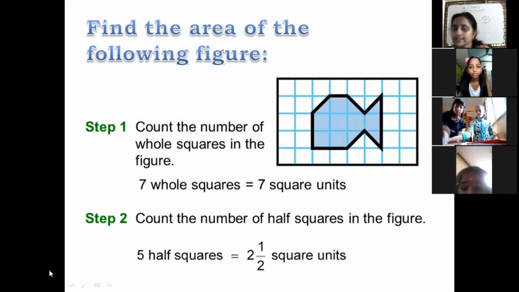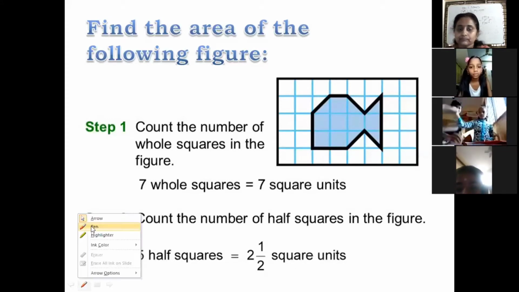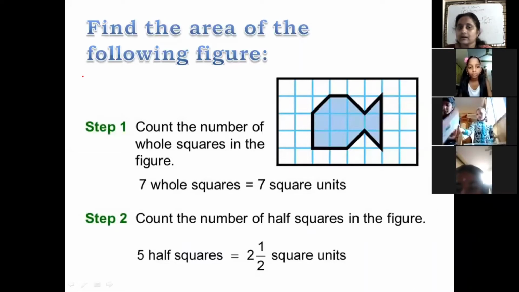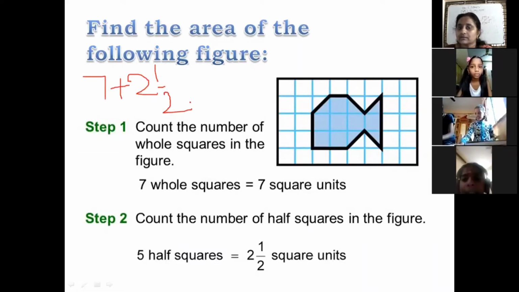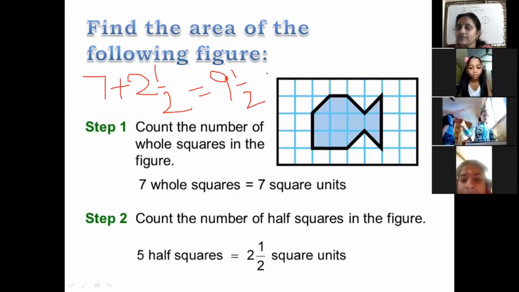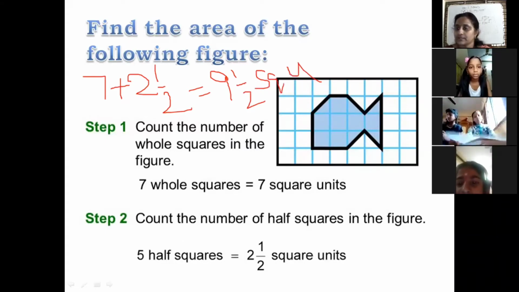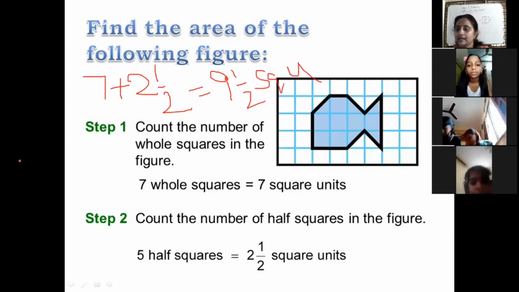So what is its total area? 7 plus 2.5. How much? 9.5 square units. Very good. Its area is 9.5 square units. Shall we do one more? Yes, ma'am.